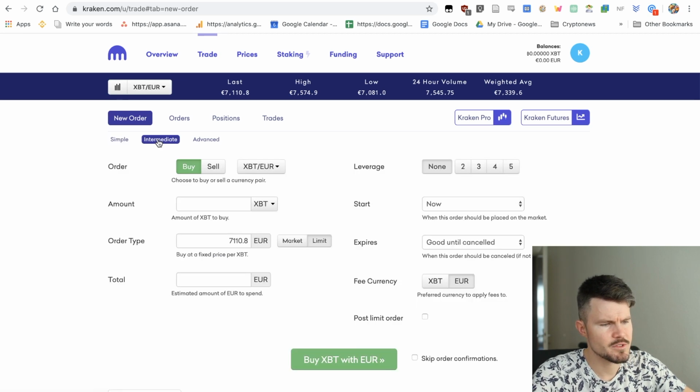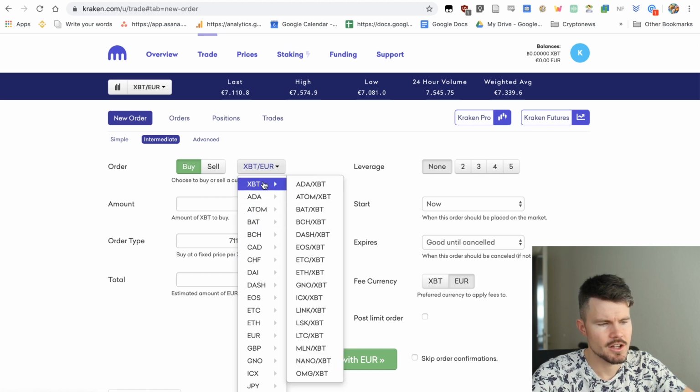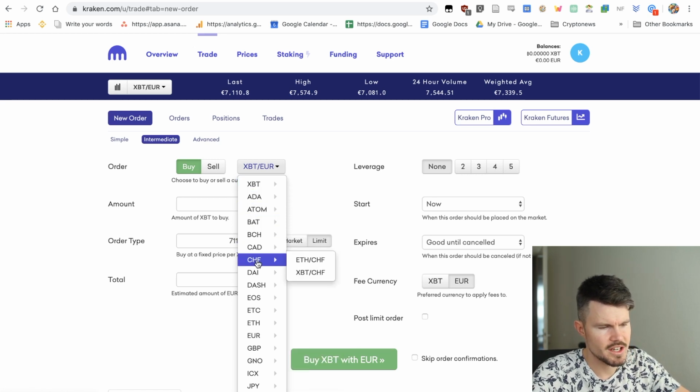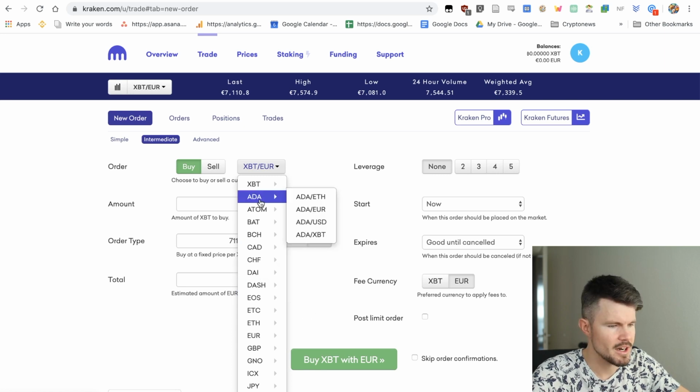Now with the intermediate tab, you've got a lot more options. Here as well, you've got buy and sell. However, here with the XBT and euro, you can select different trading pairs. You've got many trading pairs. The good thing about the intermediate option is that you've got the possibility to buy and sell other cryptocurrencies and fiat currencies. So you can swap Bitcoin for Ethereum, or Bitcoin for Cardano. You've also got the option to sell and buy different fiat currencies. So you've got a lot more trading pairs available to buy and sell.